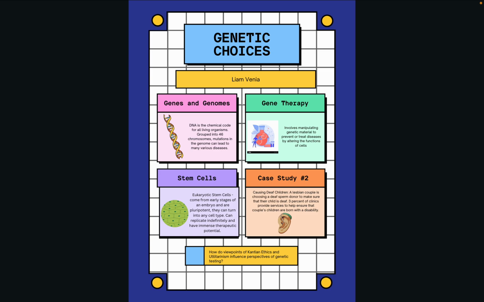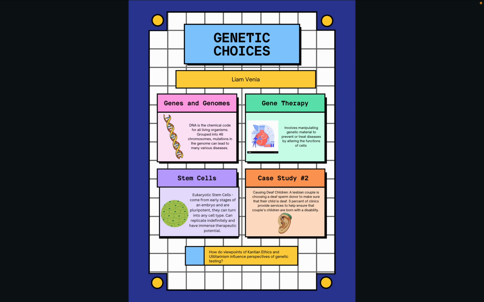So let's get started. The first topic I chose was genes and genomes. This is definitely the simplest of the four I picked. Within genetic choices, DNA is the chemical code for all living organisms. It's grouped into 46 chromosomes, and mutations within the genome can lead to many various diseases. There's over 4,000 genetic disorders, and these genetic disorders can result from many different complex interactions between mutations, lifestyle, environmental factors, and all of these things just show how intertwined your genetics and your health are.